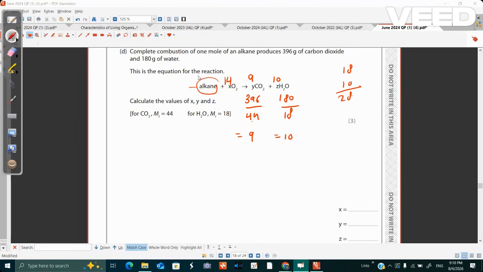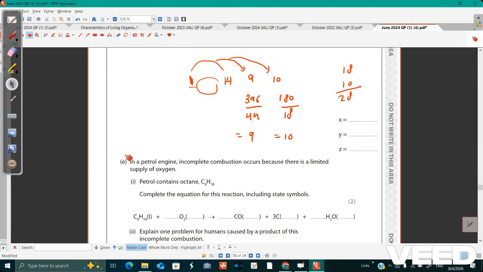And it says 1 mole of alkane. 1 mole of alkane means using 14 moles of oxygen and producing 9 moles of carbon dioxide and 10 moles of water. Right? So it is all done by 1 mole of alkanes. 14 to 9 to 10. So that is the answer. Find the number of moles of each. Mass divided by molar mass gives you the number of moles of each. You can use that to find the values with the answers.